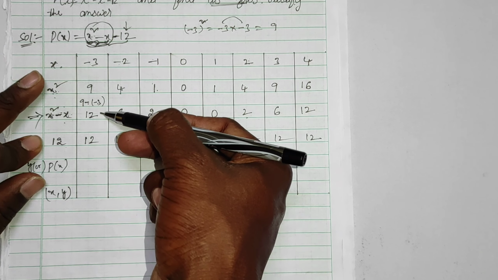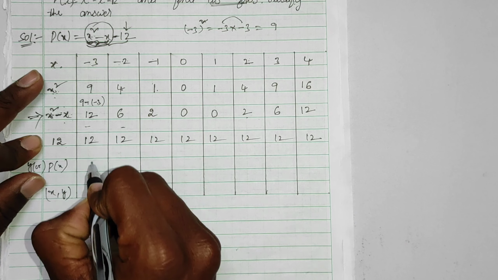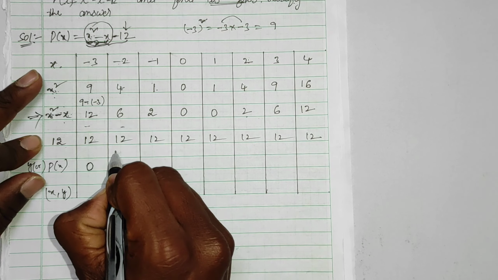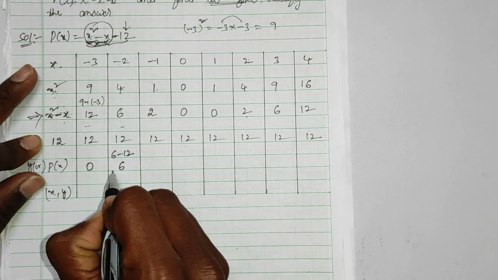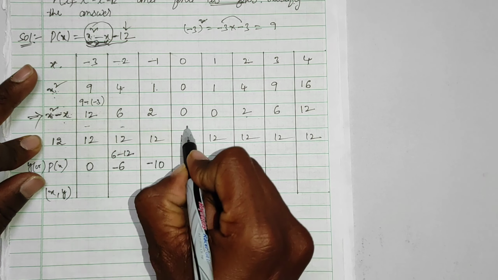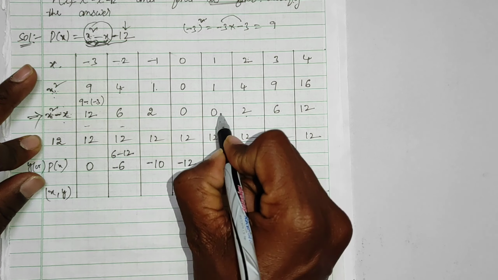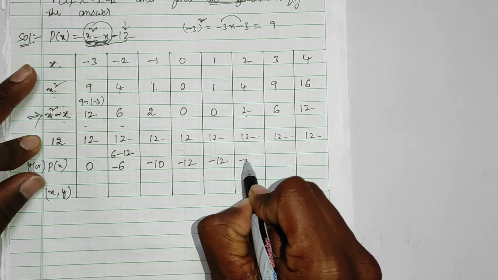So we have to subtract now. 12 minus 12. Simply keep all minus here. Now 12 minus 12 is 0. 6 minus 12 is, 12 is a greater number having the minus symbol, so minus we have to keep here. 6 minus 12 is minus 6. 2 minus 12 is a minus 10. 0 minus 12 is a minus 12. 0 minus 12 is a minus 12. 2 minus 12 is a minus 10.